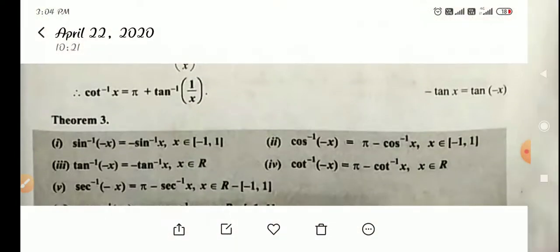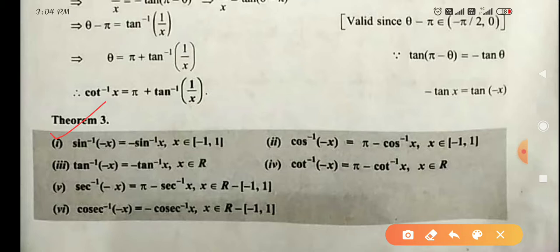So, theorem number 3 or property number 3. Sine inverse minus x can be written as minus sine inverse x. Again the condition is there, x must belong to the closed interval minus 1 to 1. Tan inverse minus x equals minus tan inverse x, x belongs to real numbers. Sec inverse minus x equals pi minus sec inverse x, and x must belong to any real number except the values between minus 1 and 1. And cosec inverse minus x equals minus cosec inverse x, and x must belong to real numbers except the values between minus 1 and 1. Here also two conditions are given.